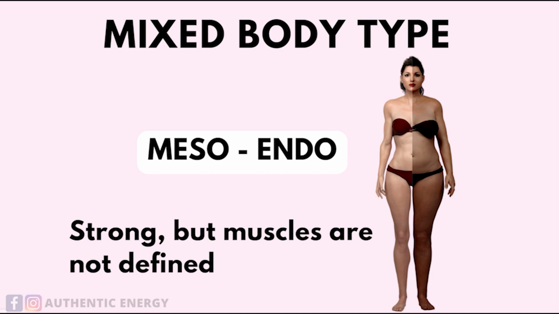Okay, so meso and endomorph mixed together. That means you're strong, but your muscles may not be so well defined. So that is a meso endo. Personally, I think I fall into the meso endo mixed body type. Let me know if anybody here is a meso endo as well.